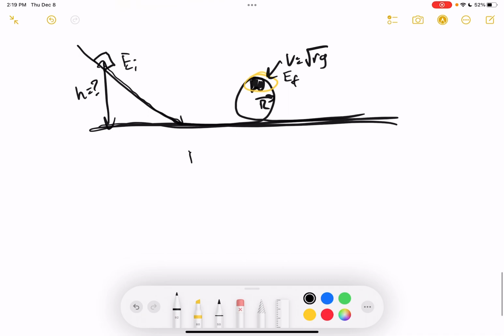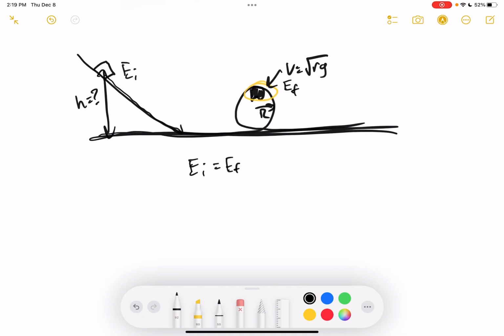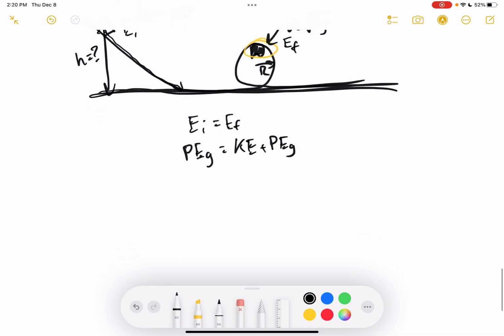So I have EI equals EF. What type of energy do I have at the beginning? Well, this is going to be from rest, so I'm just going to have PEG. And then at the end, I'm above the ground, but I also have to be moving. So I have KE plus PEG. So I have mgh equals 1/2 mv squared plus mgh.